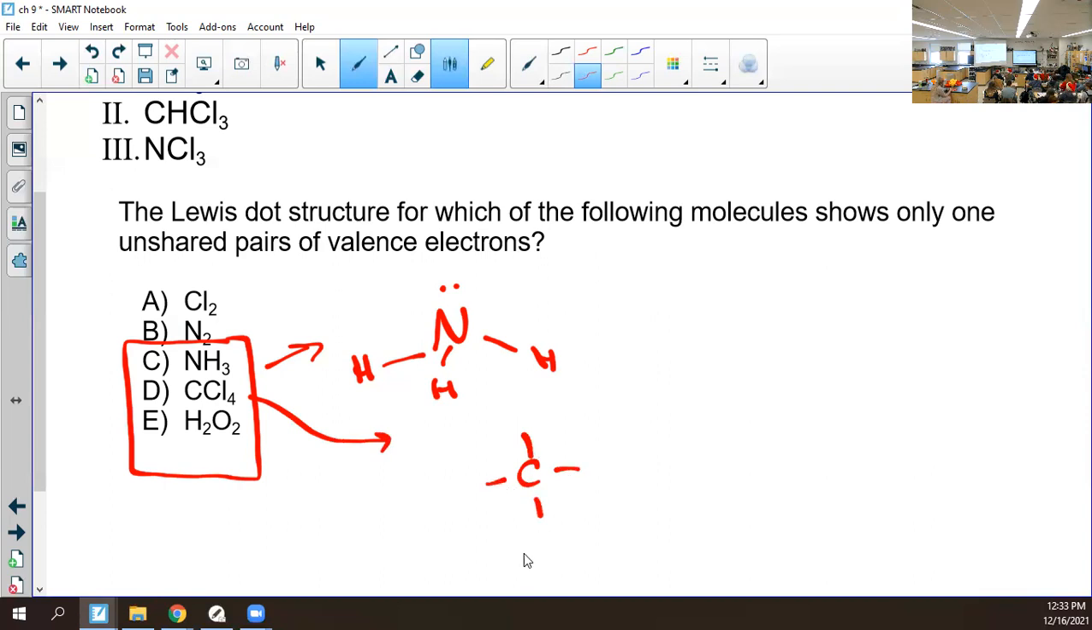CCl4 looks like that, right? They're all bonding. H2O2, HOOH, right? Double bond, single bond, it's not a triple bond, so it doesn't matter. There will be non-bonding pairs involved here. I think it looks like that if I remember. But once you find your non-bonding pair, then there's your answer.